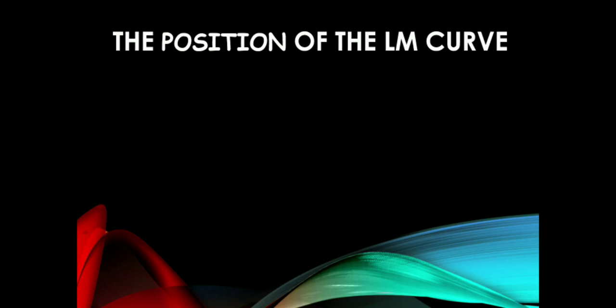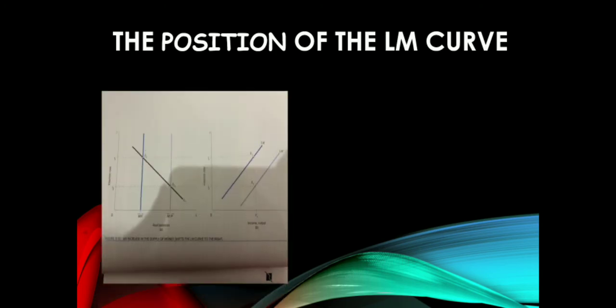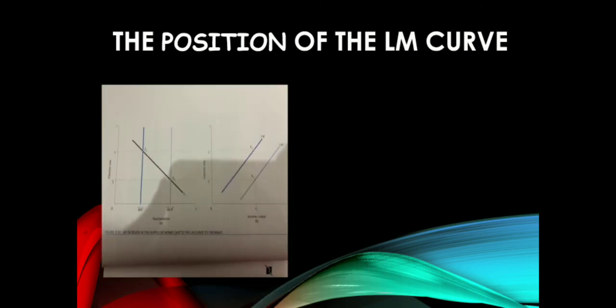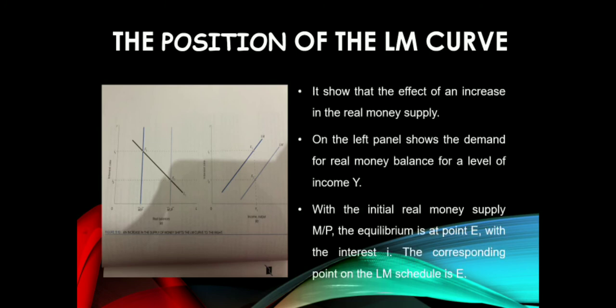Next, we're going to talk about the position of the LM curve. Here's the graph that we have, and the real money supply is held constant along the LM curve. A change in the real money supply will shift the LM curve.